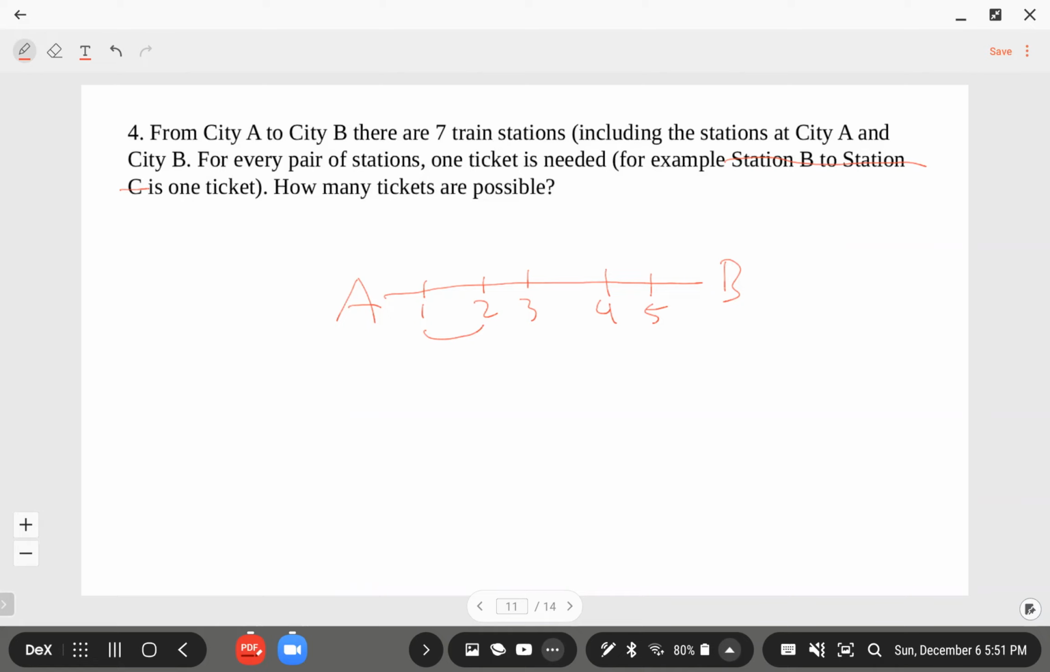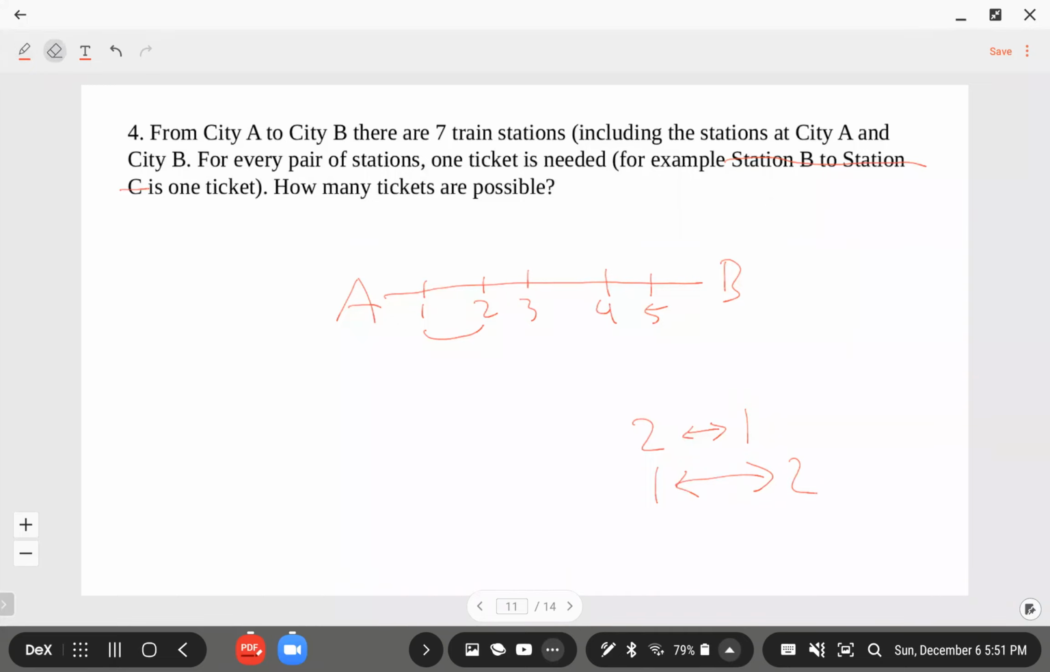So station 2 to 1 is the exact same thing as 1 to 2. Okay, so remember to divide by 2, because we don't count our permutations here. We don't count our order here, and I just gave you a really big hint. We don't count the order here. You might already figure out what method you're going to use.